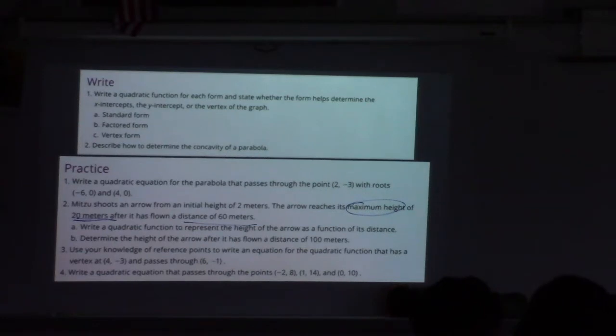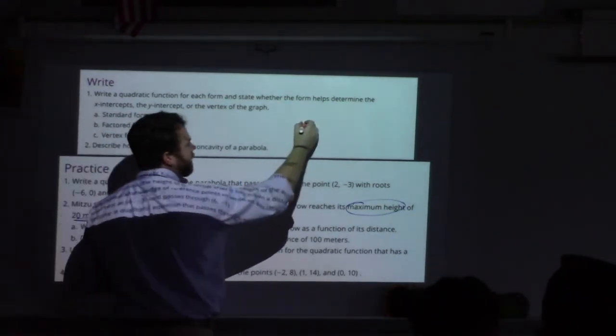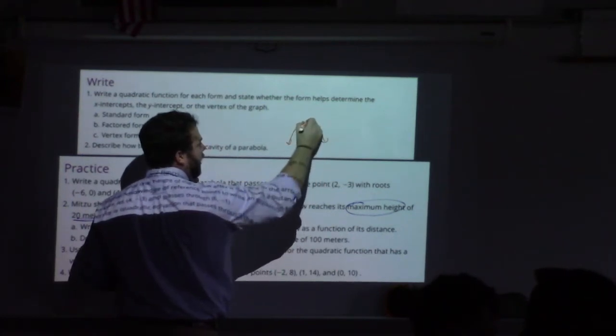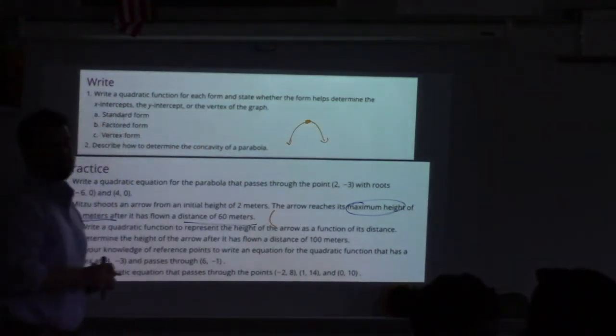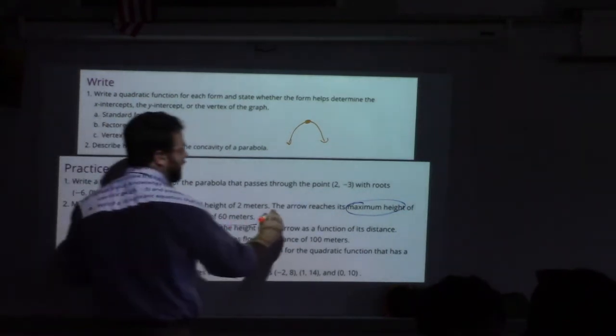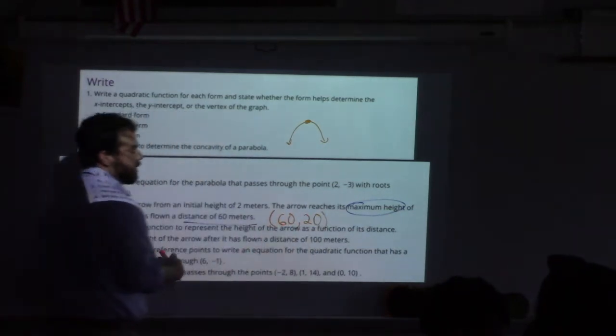Because notice again, a maximum is a vertex. How would I write this vertex? Remember, if it's a maximum height, that's up here. Is the maximum height going to be the x or the y value? The y. So that's one thing to be aware of. So it'd be 60, comma 20. And that is a tricky part of this.